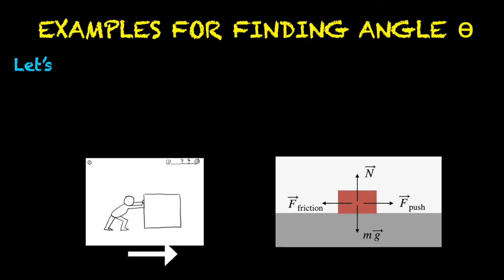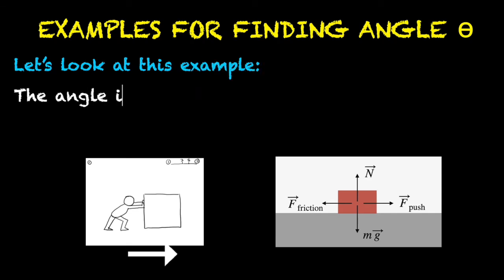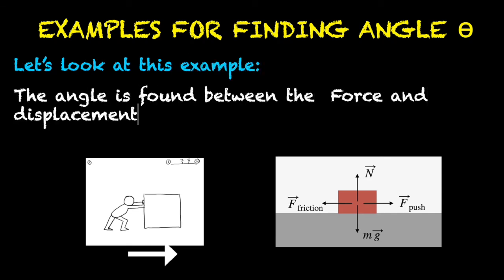Let's now put what we've learned into use. Before we actually solve for the angle theta, I want you to always keep this in mind. The angle is found between the force and the displacement of the object. So in this example here, we have a person pushing the box to the right.